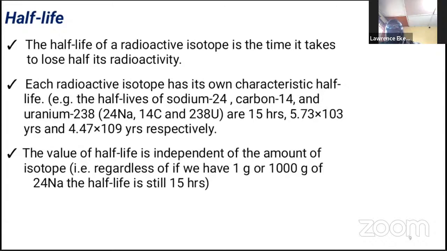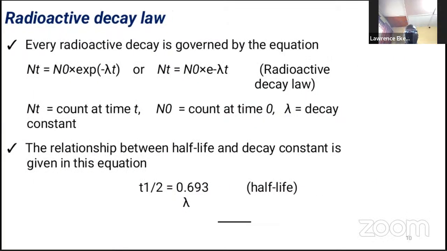So each radioactive isotope of an atom has its own peculiar value of half-life. The value of the half-life is independent of the amount of the isotope. So whether the isotope is 1 gram or 1,000 grams, the half-life still remains at a specific value. For example, for sodium-24, the half-life is 15 hours. Each radioactive isotope of an atom has its own definite half-life.